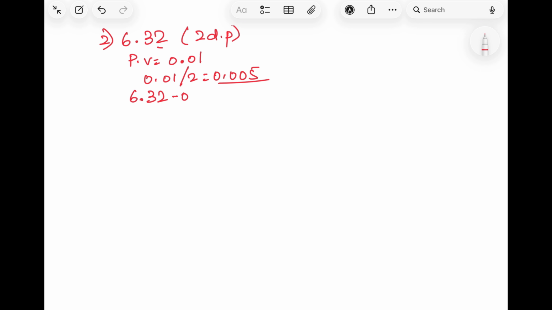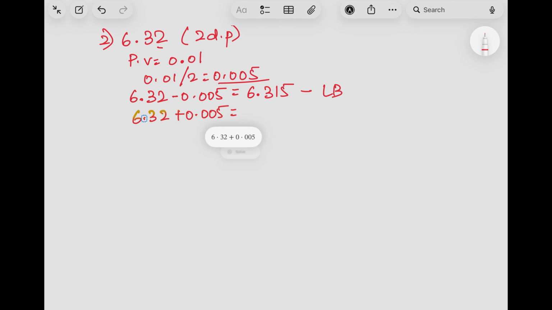Now the third step we will do, we will subtract this from the given number. 6.32 minus 0.005 will give us 6.315. So we got our lower bound. Now we will add the same number to find the upper bound. So we got 6.325, and this is the upper bound.